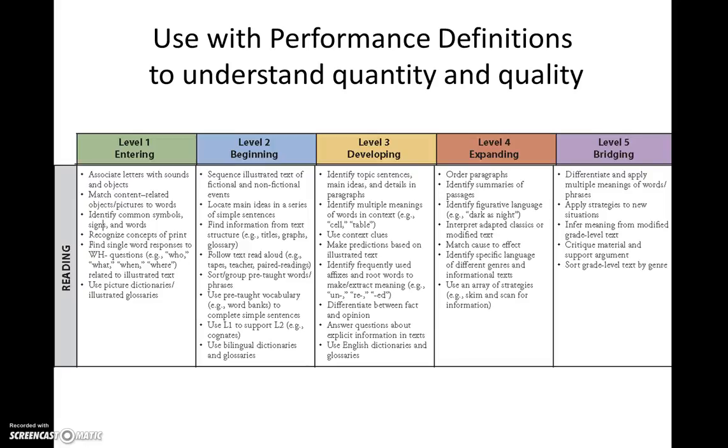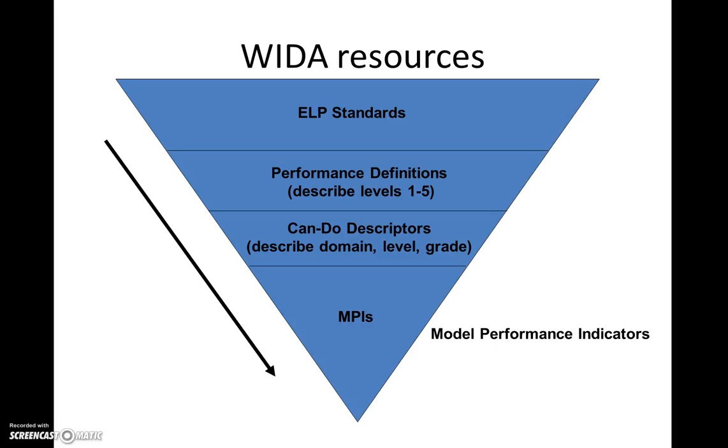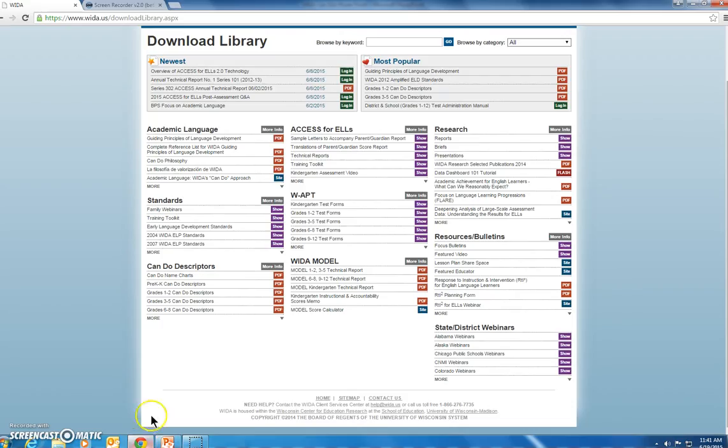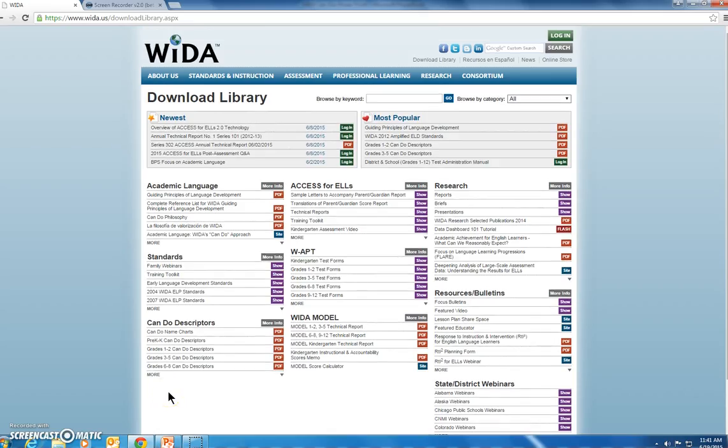The final and most specific representation of the WIDA standards are called MPIs, Model Performance Indicators. They will be discussed in a separate video. All documents referenced during this video are available for free on the WIDA website, wida.us. They are provided to help educators set curricular goals, plan differentiated lessons, and measure student language growth.